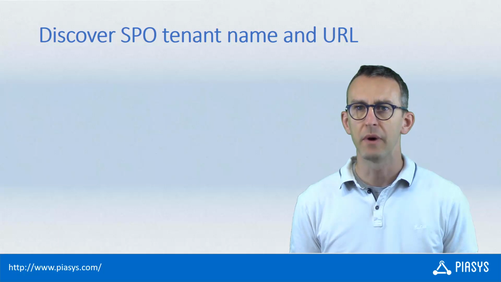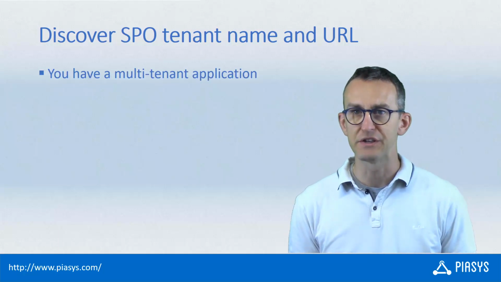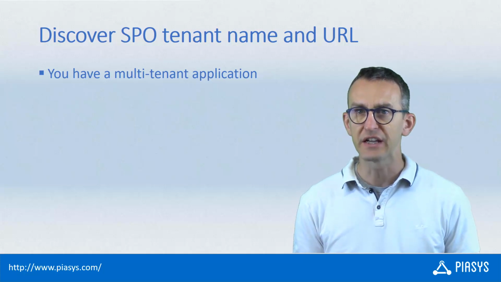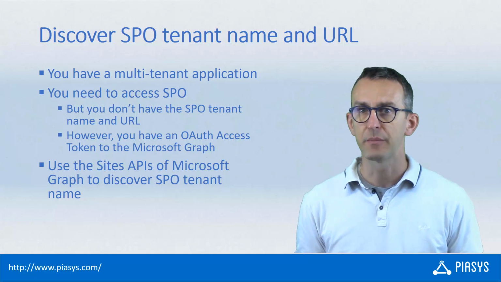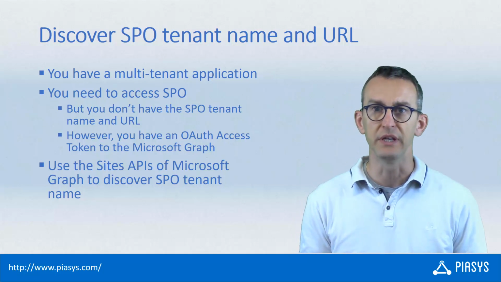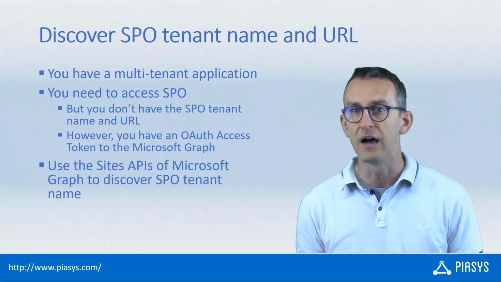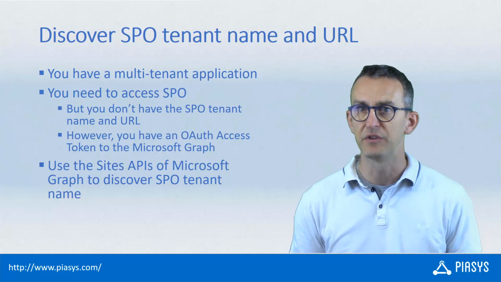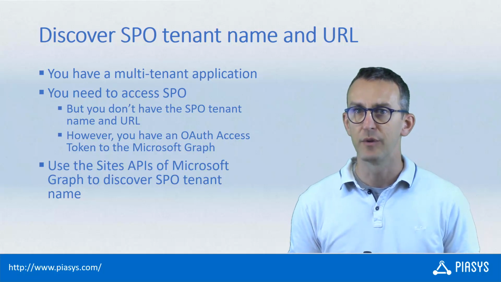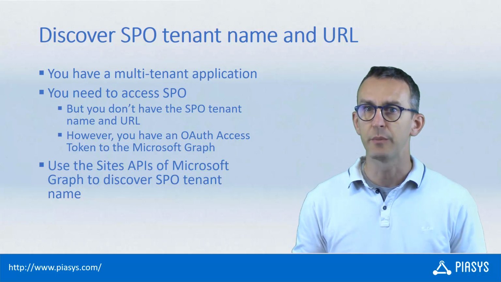Today I want to talk with you about a specific use case, which happens whenever you have a multi-tenant application registered in Azure AD and you target Office 365, but you don't know the name of the SharePoint Online tenant, because it could be the name of the tenant, could be something else, depending on when and how the tenant was created. So you have access to the specific tenant, you have access to the Microsoft Graph, but you don't know the name of the SharePoint Online tenant.